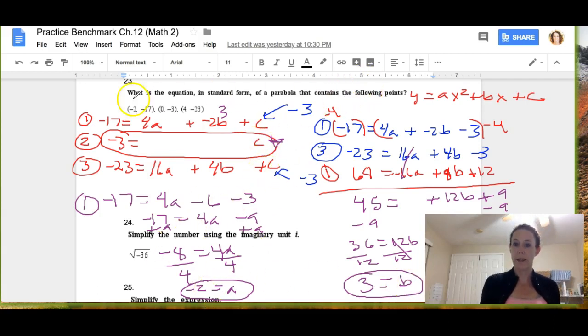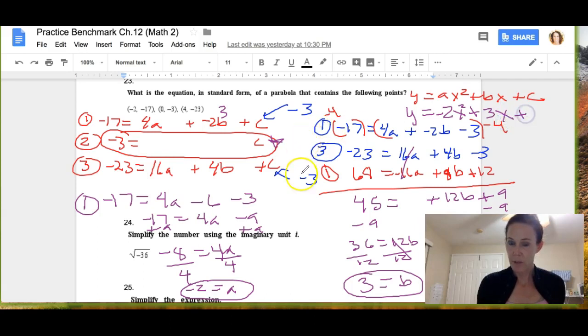Now I can write an equation in standard form with these 3 points here. And it looks like this. y equals, my a value is -2 x squared. My b value is 3.